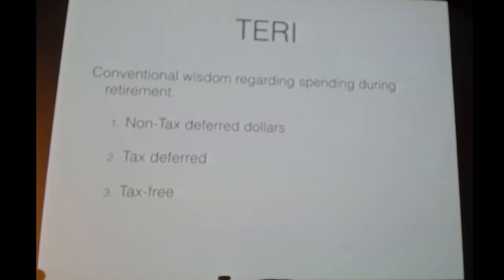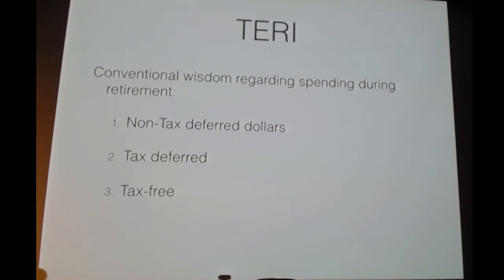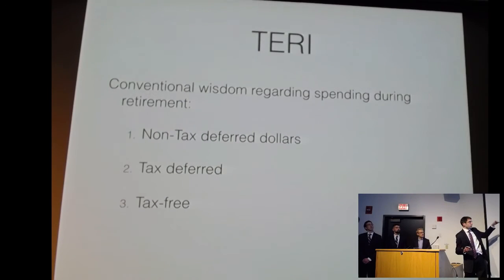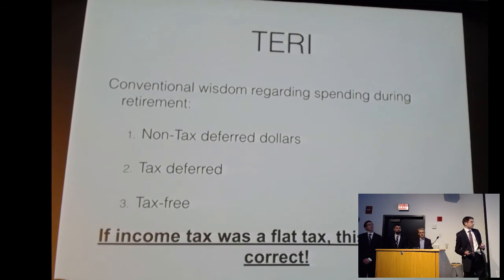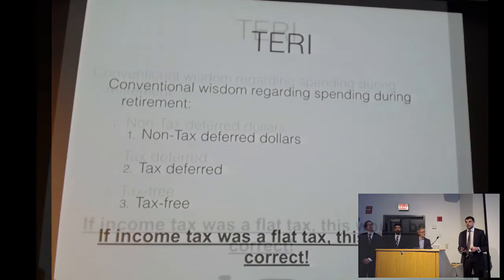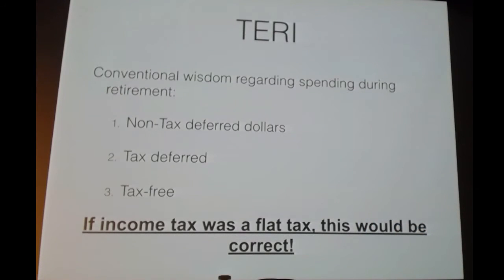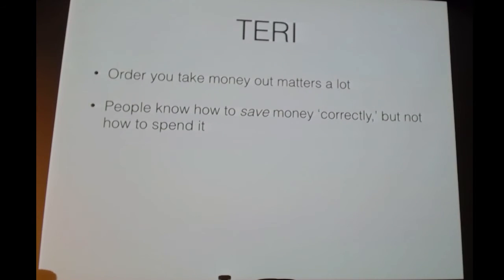So let's talk about retirement for a second. The conventional wisdom is when you retire, you're going to spend your money in this order: non-tax deferred dollars, tax deferred, and then lastly tax-free. This would be great if income tax was a flat tax, but it's not. Order matters a lot when you take money out for retirement.